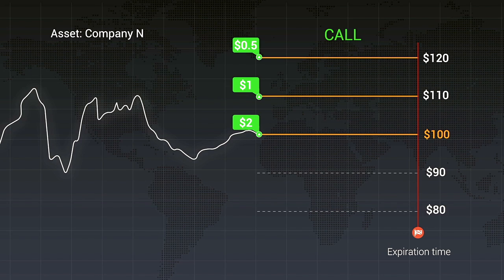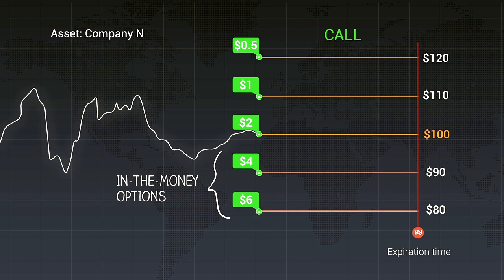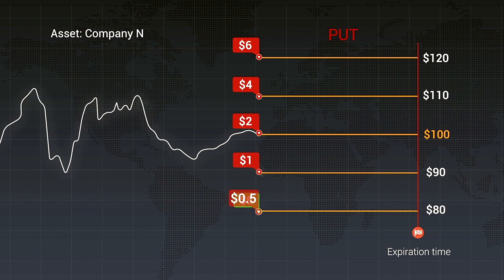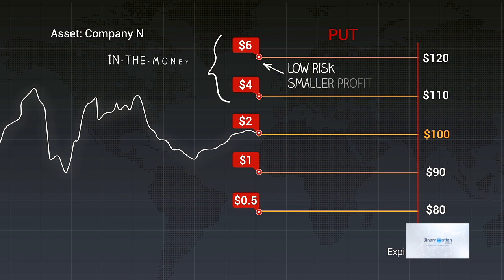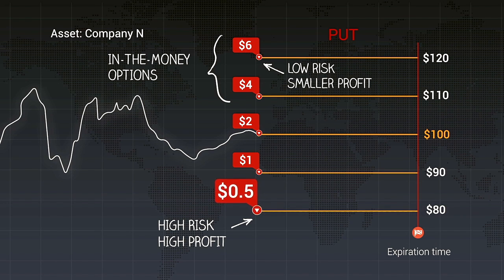Now consider a call option, in which the strike price is below the current share price. Options with strikes like these are called in-the-money options, since you are already making a profit. But the cost of such options is much higher and the profit percentage is lower. For a put option, everything works exactly the opposite. The higher the strike price is compared to the current share price, the more expensive the option. The lower the strike price, the cheaper the option.